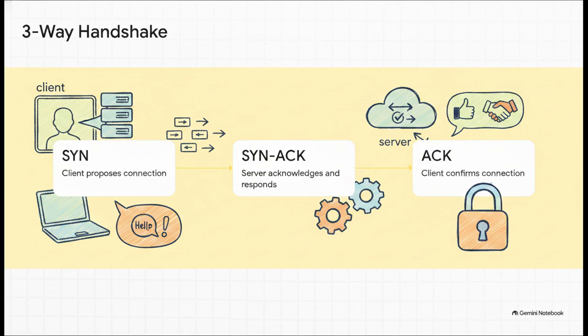Step 1. The client sends a SYN, or synchronize packet, essentially saying, "Hello, I'd like to start a conversation, and here is my initial sequence number." Step 2. The server replies with a SYN-ACK, responding, "I acknowledge your request, and I am ready. Here is my sequence number." Step 3. The client sends a final ACK, confirming receipt. Boom! Only now is the connection officially established.